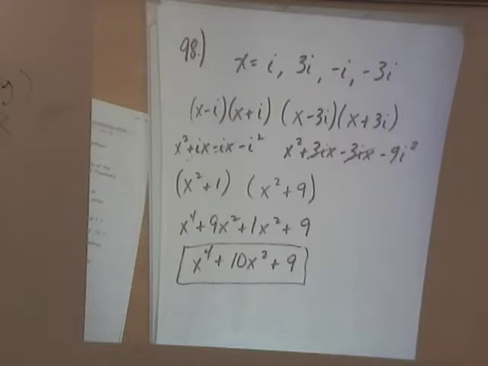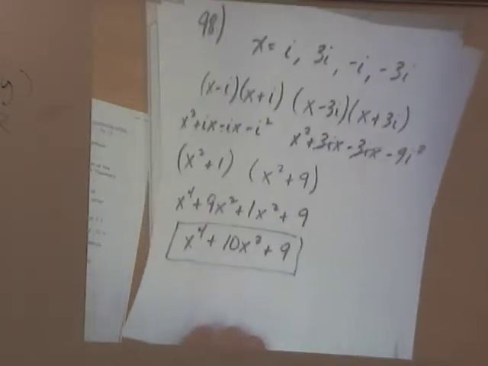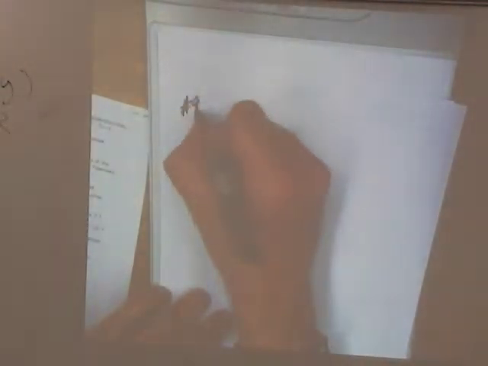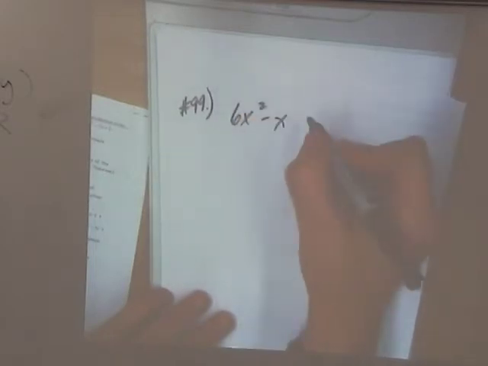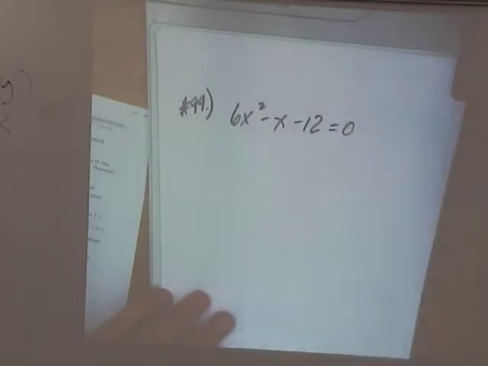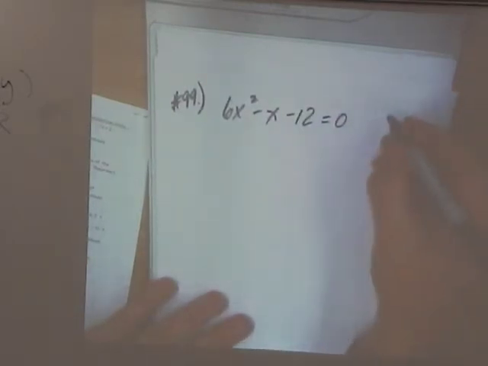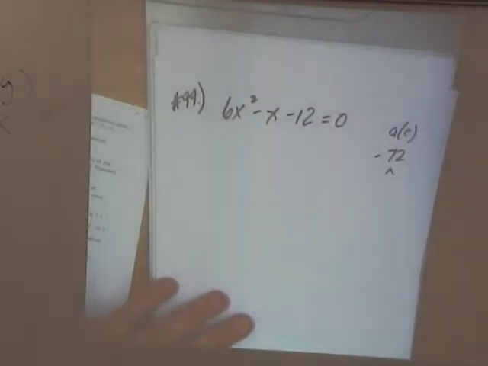All right, 99. What is the solution to the quadratic? Let's see if we can factor it. A times C would be what? Negative 72? Two numbers multiplied together give me negative 72 and add up to negative 1. Negative 9 and 8. Very good.